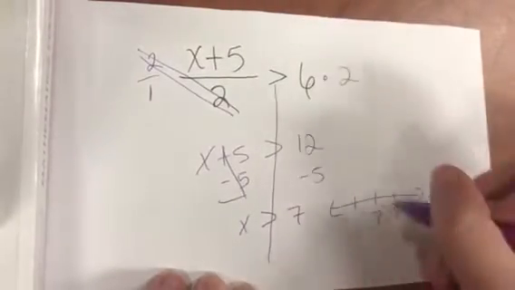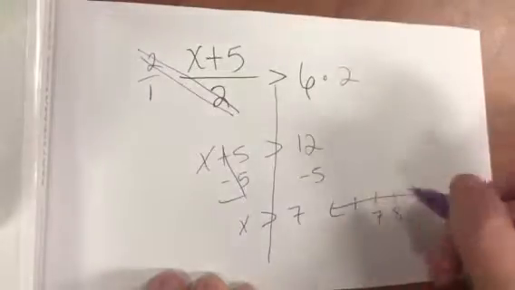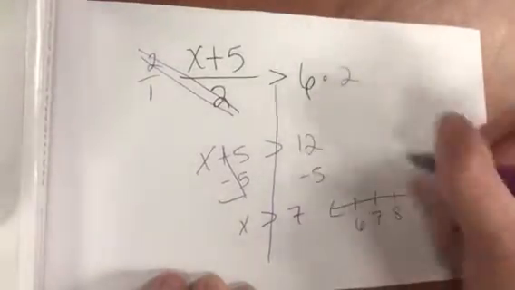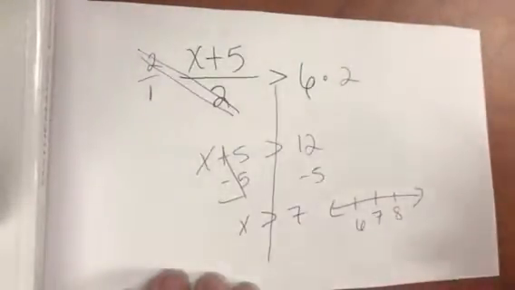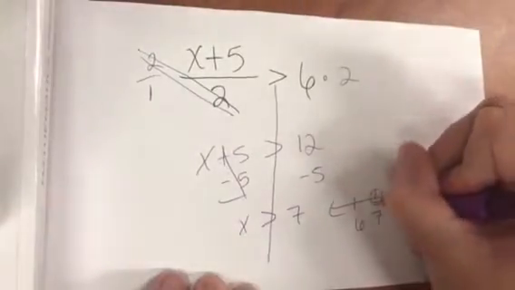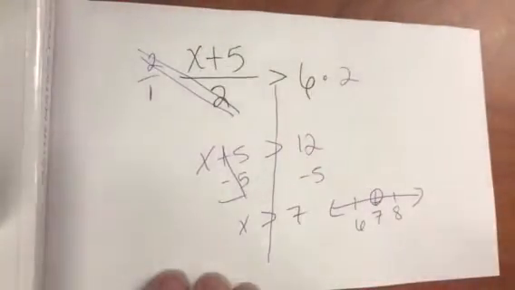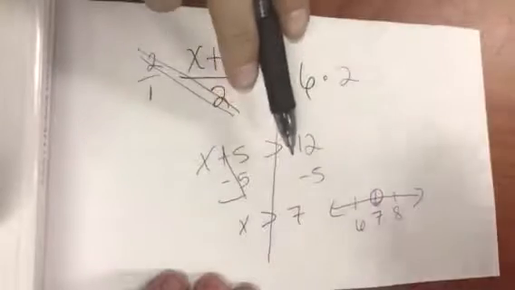I know you like to put one, I like to do. Sure. So, is my circle going to be filled in or no? No, because 7 is not included. 7 is not an answer to the inequality, because x is greater than 7.